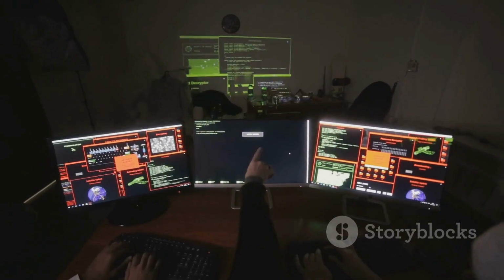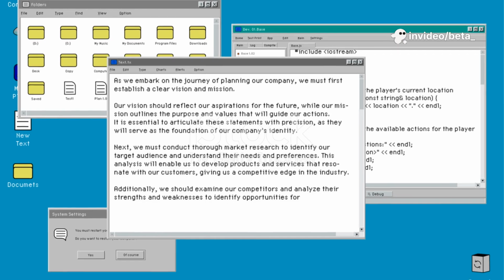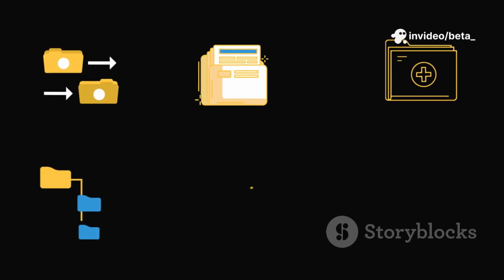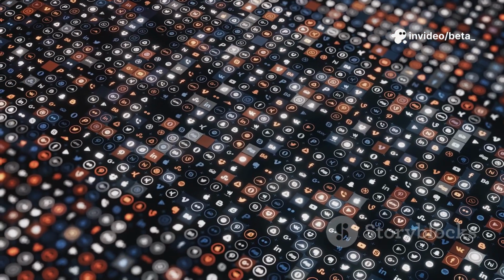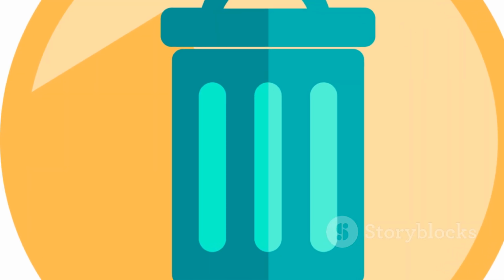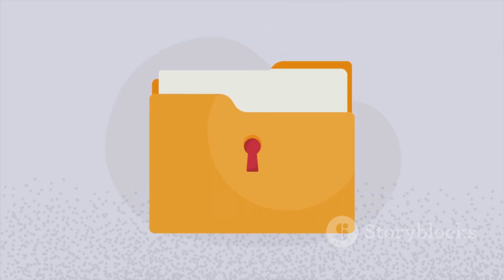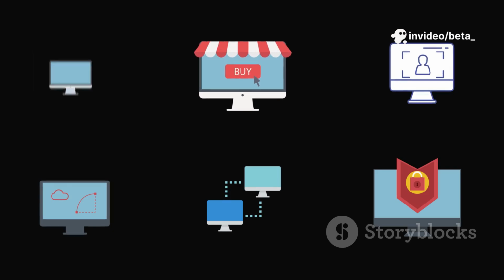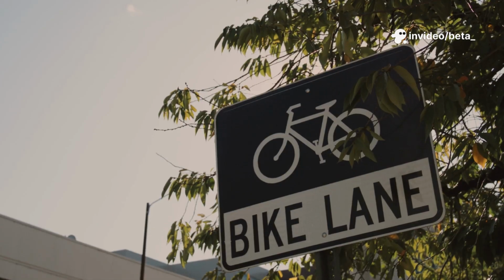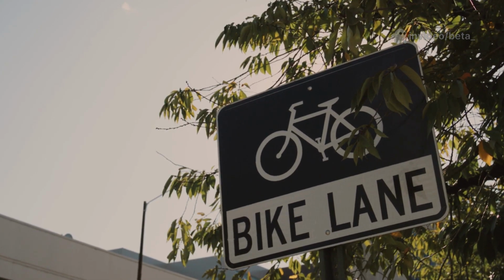Let's break down the main components you'll find in almost any GUI. First, you have icons. Think of these as little pictures that act as shortcuts. The trash can icon for deleting files, the folder icon for, well, folders. They're visual metaphors that tell you what something is or does without you having to read a label. It's like road signs. A picture of a bicycle tells you it's a bike lane instantly.